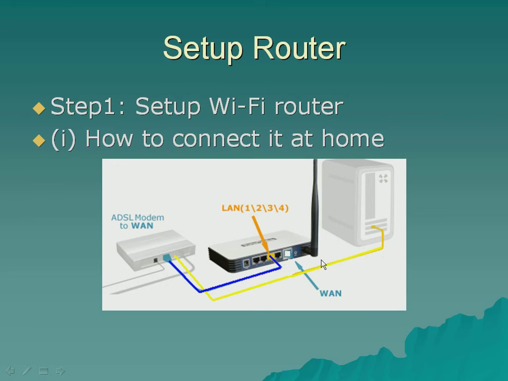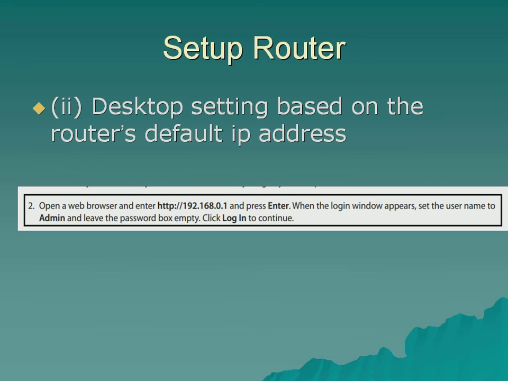First one, how to set up your Wi-Fi router. You can see in the picture below: the yellow Ethernet cable connects your desktop to your ADSL modem, and the blue Ethernet cable connects to your router LAN port. It's an important scenario, so after connecting, you can start to configure your router. You should configure your router correctly, then the router can connect to the ADSL successfully.